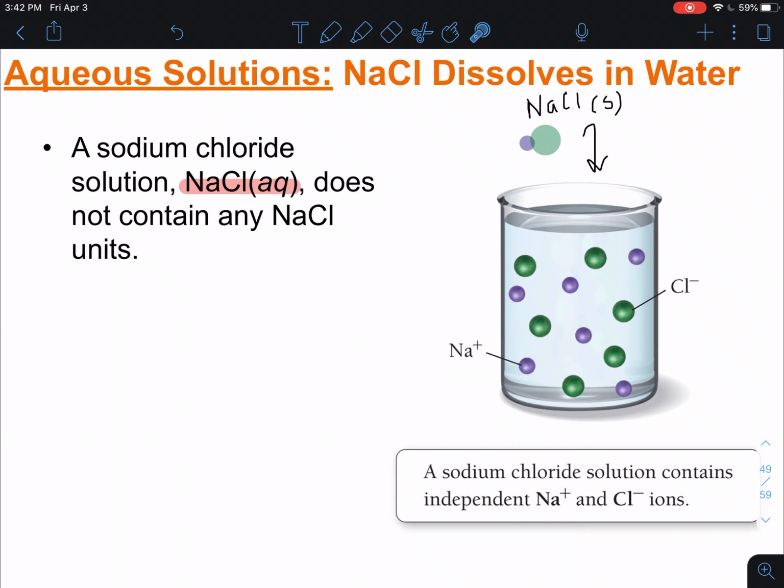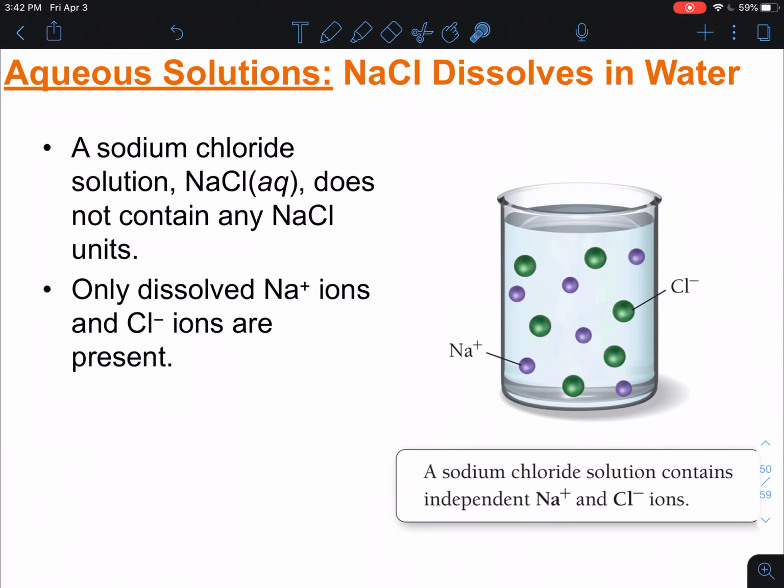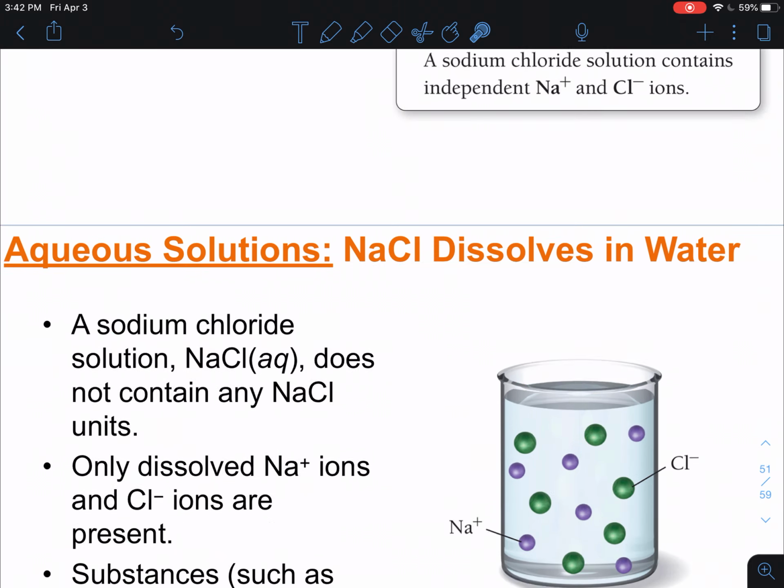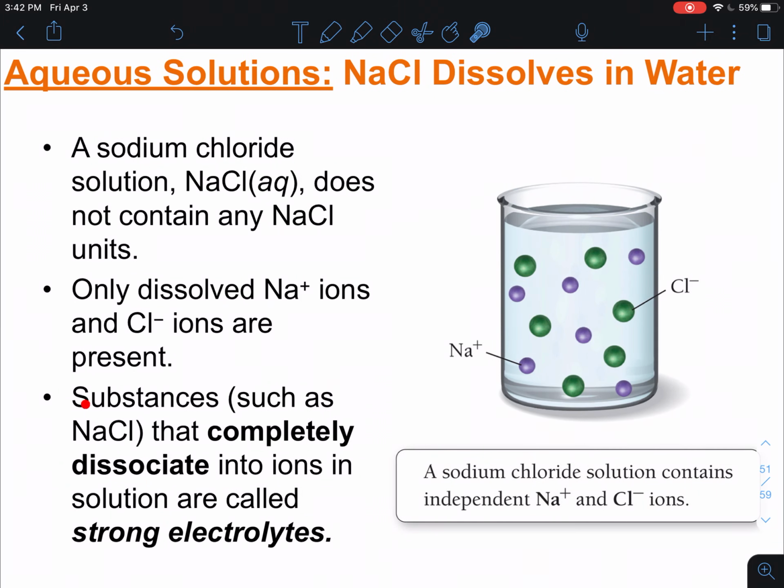In solution, there's none of this. There's no sodium cation bound to a chloride anion in water. It's completely separate, and it consists of independent sodium cations and independent chloride anions. So it only consists of dissolved ions. Substances such as NaCl completely dissociate.